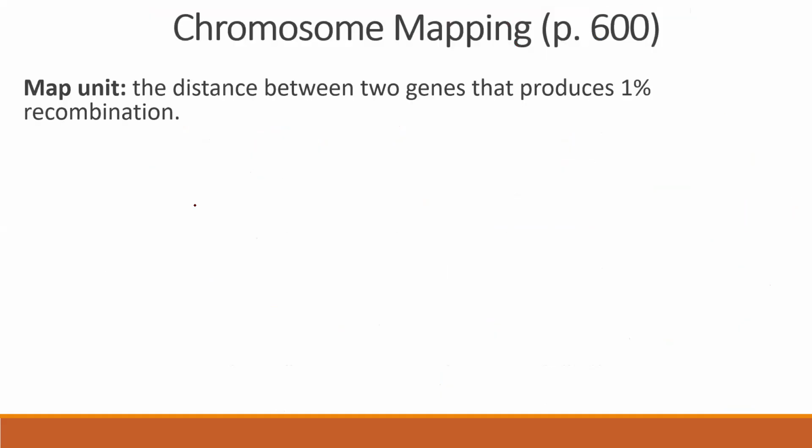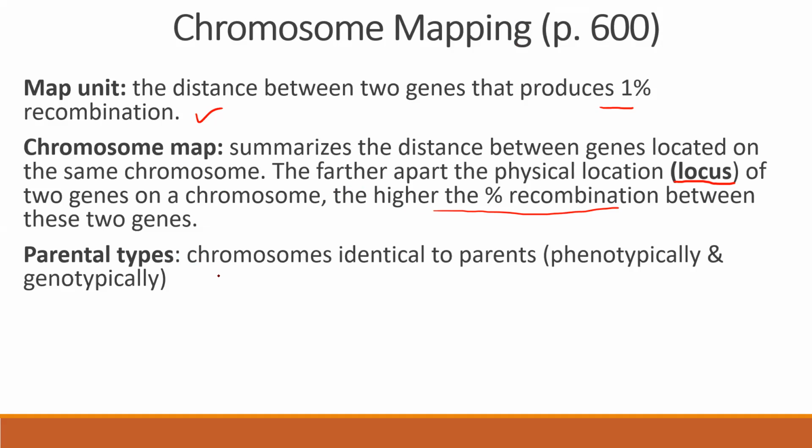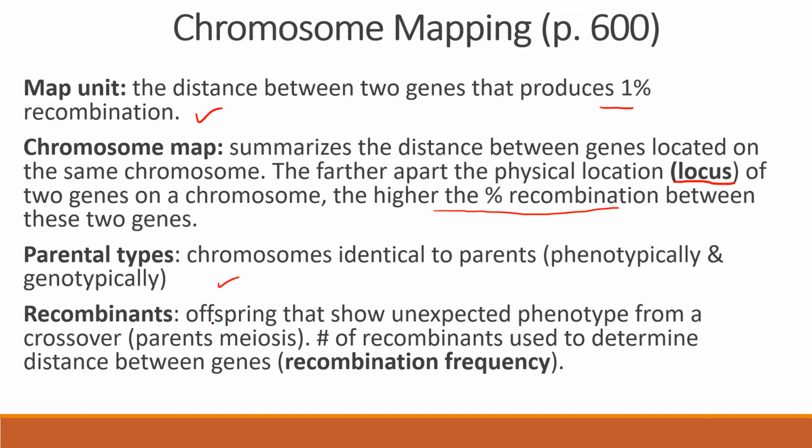So some terms: map unit, the distance between two genes that produce 1% recombination is one map unit. Chromosome map, the distance between genes, the further apart, the higher the percent recombination. The location is the locus. Parent types are chromosomes identical to the parent, they're linked, but the recombinants show the unexpected phenotype, and this is used to determine the distance between the genes, the recombinant frequency.